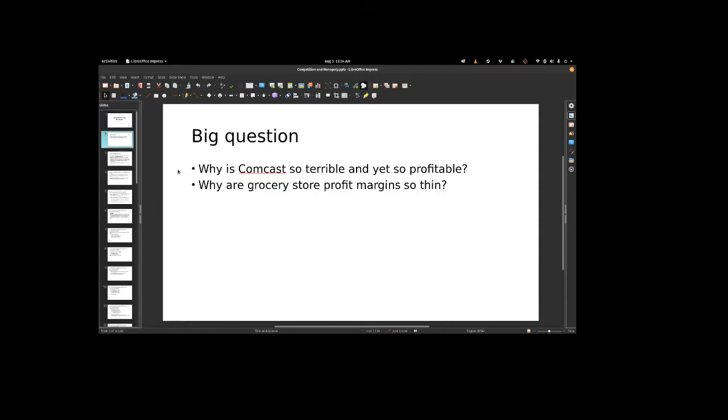Now, underlying this is the big question of why do we see profits go where they go? Comcast is a cable company you've probably heard of. They're a very big, very profitable company that has awful customer service. They routinely show up in rankings of America's worst companies. Meanwhile, your grocery store is providing absolutely necessary goods for survival, doing a pretty good job of it, and making very, very little in terms of profit.